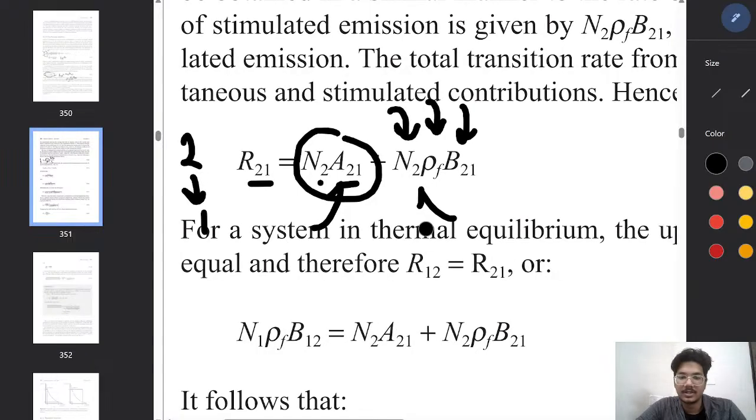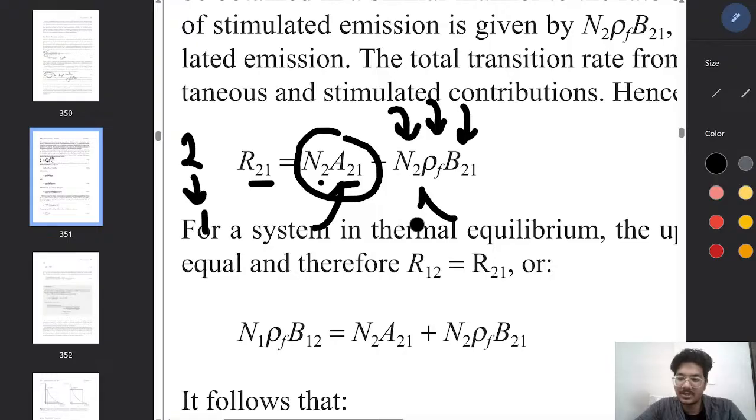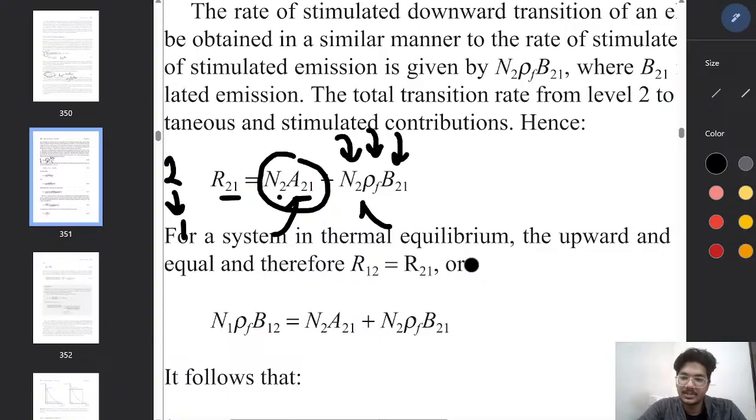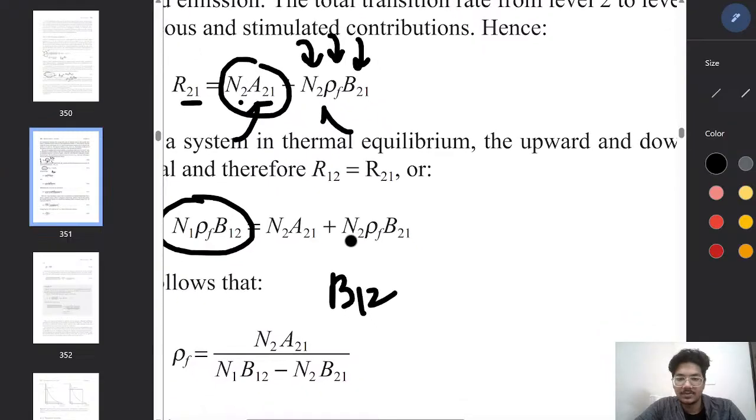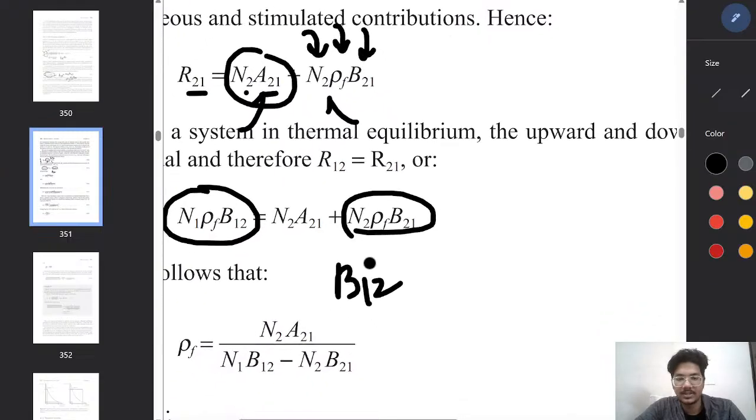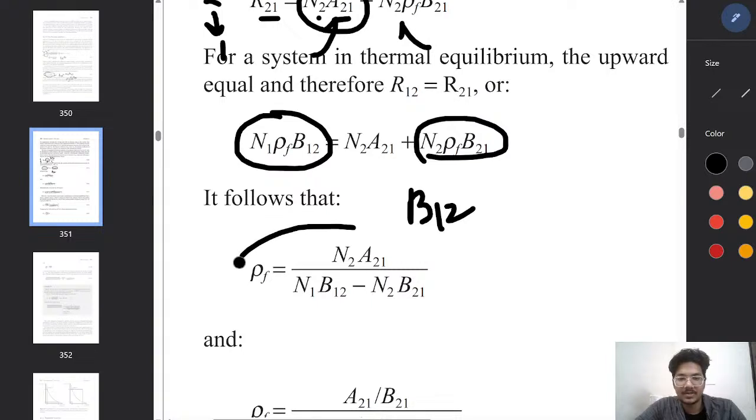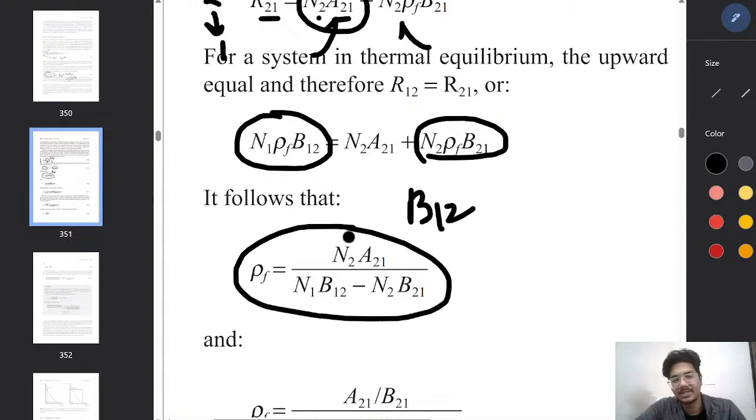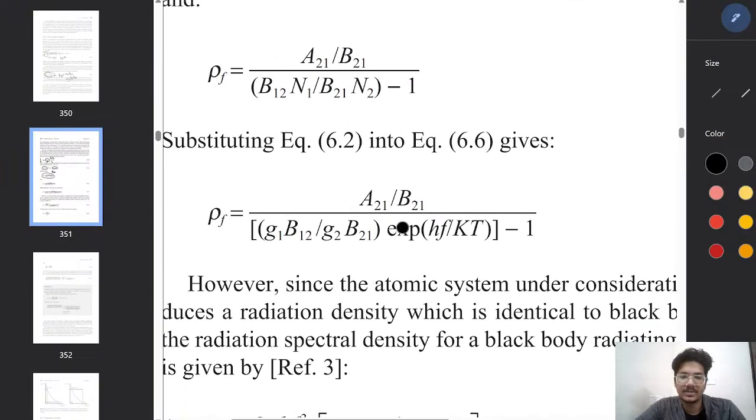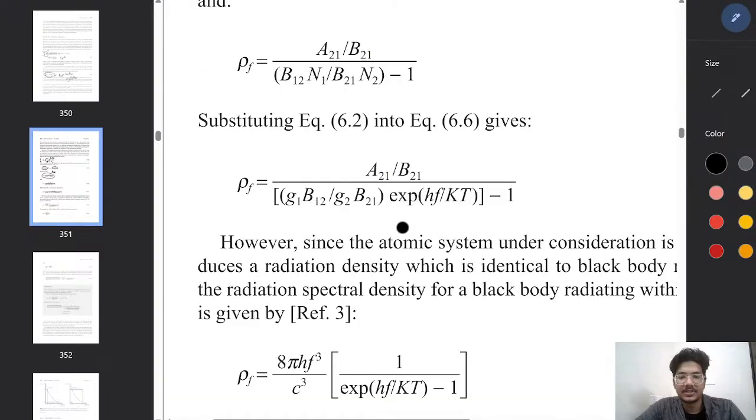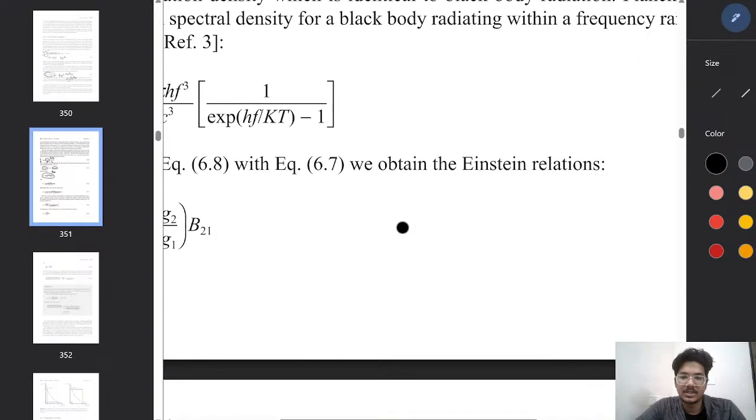For the thermal equilibrium condition, N1 rho f B12 is equal to N2 rho f B21 plus N2 A21. Whenever we have to find rho f, we can find it through this equation. The final equation for rho f is the Einstein relationship.